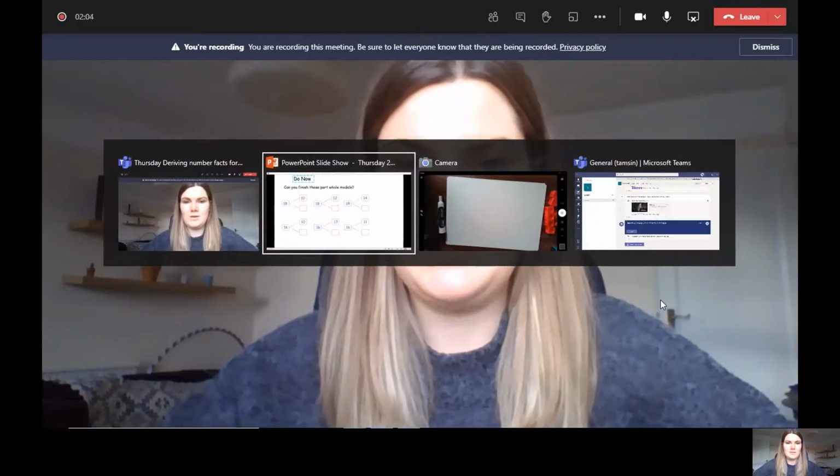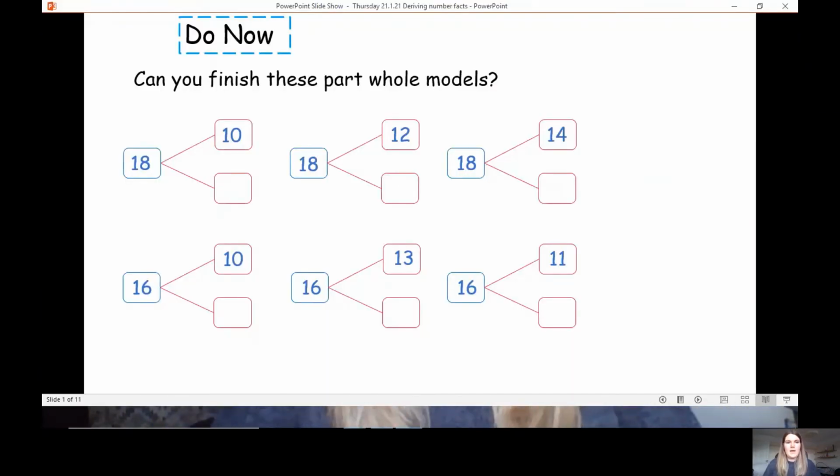For our do now, I'm going to share my screen with you. Let's have a look. Okay, so to solve 18 and 16, I have parts that are missing from these models. 10 and something makes 18, 12 and something makes 18, 14 and something makes 18, 10 and something makes 16, 13 and something makes 16, and 11 and something makes 16. Can you find the missing parts of these part whole models? Use your number bond knowledge to help you. Put me on pause for 4 minutes and have a go.